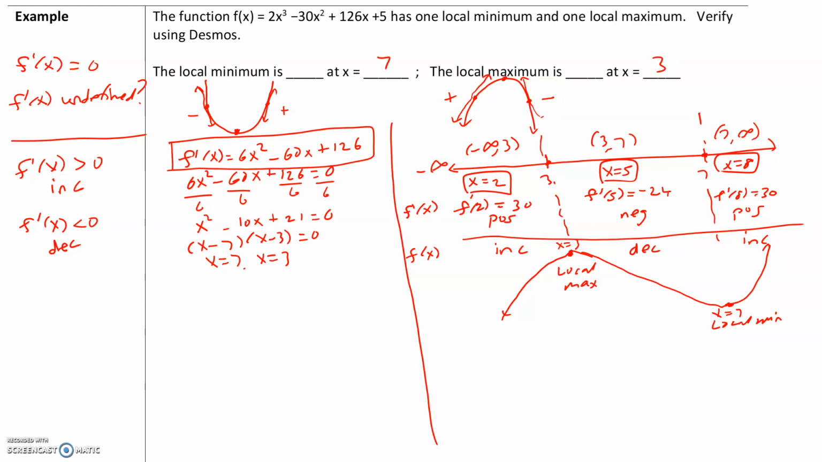To find the value of these, we simply take x equals 7, plug it into this function, take x equals 3, plug it into this function. Once again, I do recommend you use Desmos or a calculator and not do it by hand. This will give us 103, and this will give us 167. So the local minimum is the point (7, 103), and the local maximum is the point (3, 167).